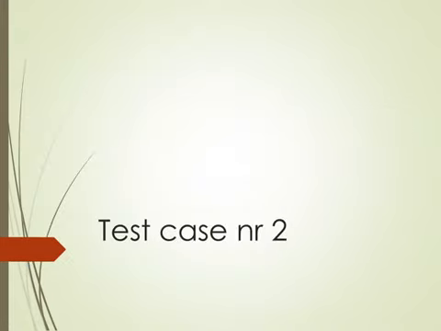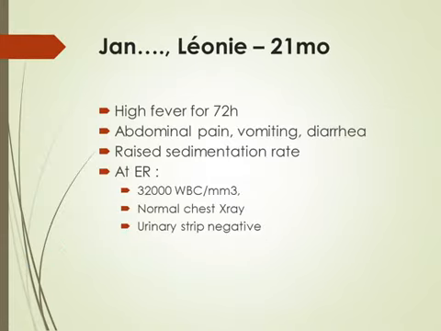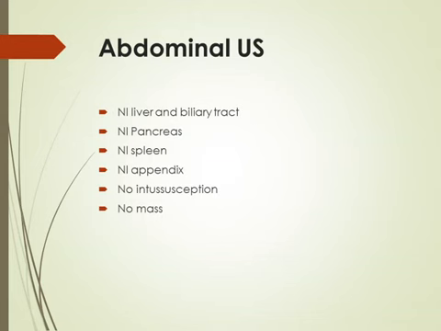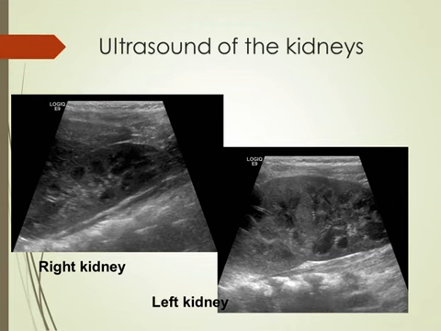So this is the second test case. This child had high fever, abdominal pain, and raised sedimentation rate. She has normal chest X-ray, normal urine analysis. She was prescribed abdominal ultrasound that was normal. This was obtained as ultrasound of the kidneys. You have the right kidney and the left kidney.